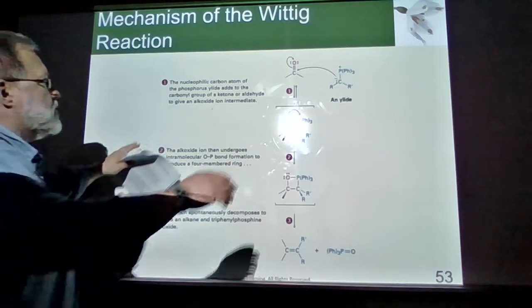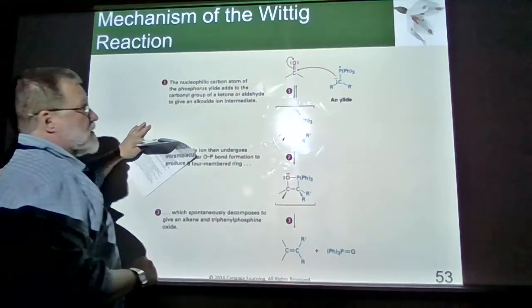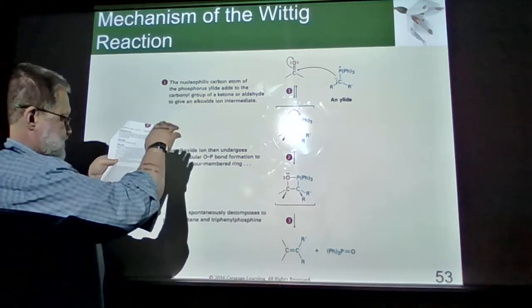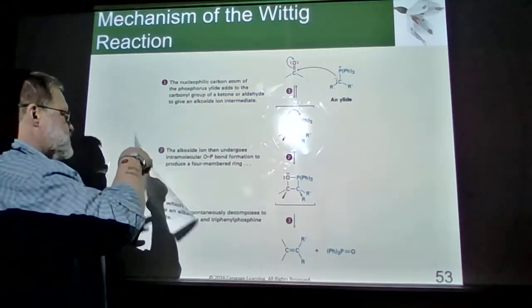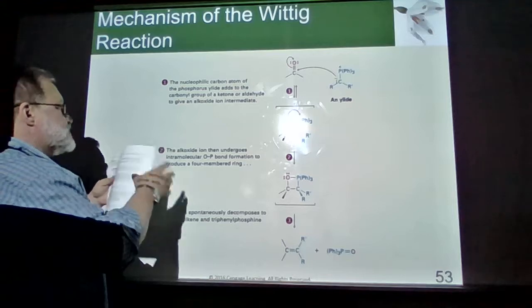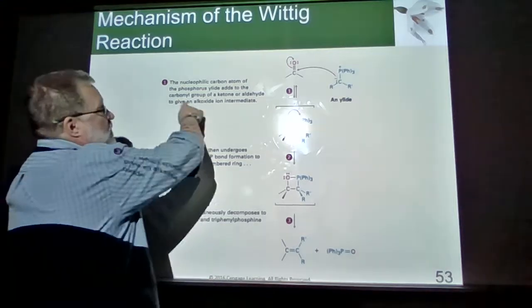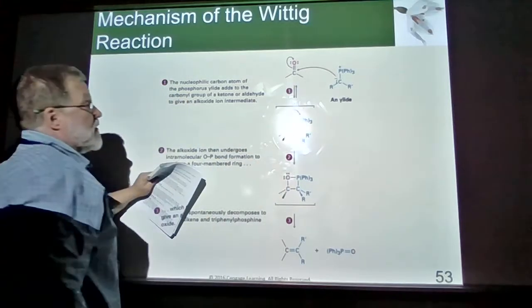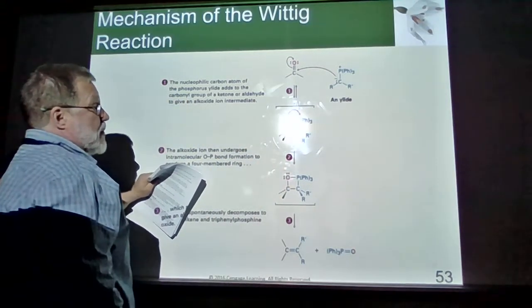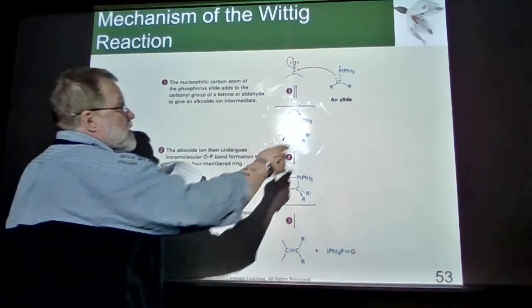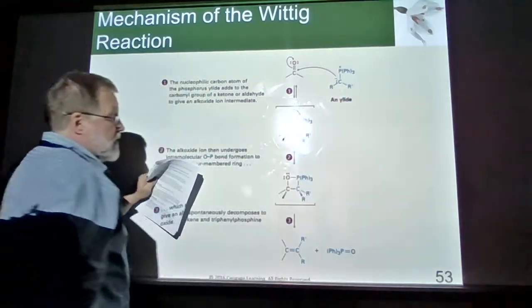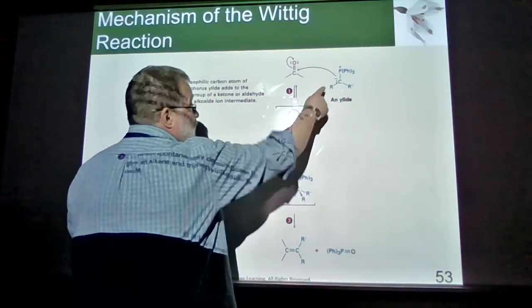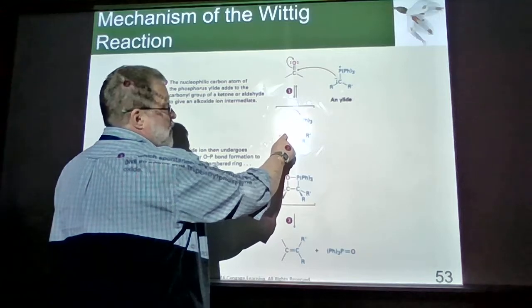Start out here with your electron-deficient carbon. First, nucleophilic attack of this carbanion to the electron-deficient carbon of your carbonyl-containing compound. This is considered an ylide. You form a carbon-carbon bond.